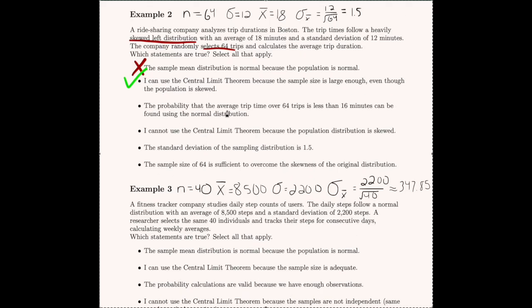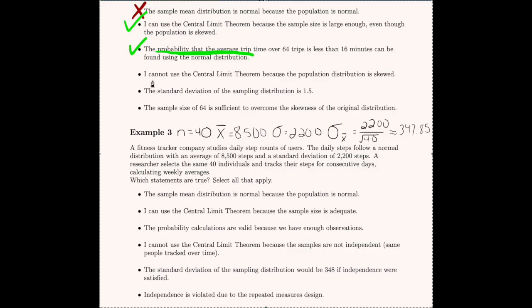Okay, let's look at the next statement. The probability that the average trip, so we're talking about probability of averages. The probability that the average trip time over 64 trips is less than 16 minutes can be found using the normal distribution. This would be true. Because we're talking about probability involving averages, the central limit theorem tells us that we can use the normal distribution here because the central limit theorem applies.